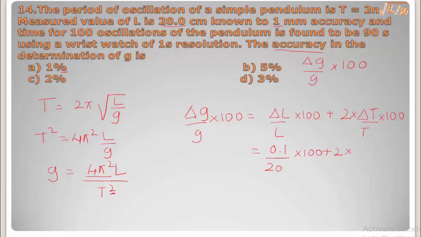So what is the minimum value? 1 second. So 2 into 1 divided by the time required for the whole process, that is 400 oscillations is 90 seconds. So time is 90 into 100. Simplify this, you will get the answer 2.72. So this 2.72 is nearly equal to 3%, isn't it? So the option is D. D is the correct answer.